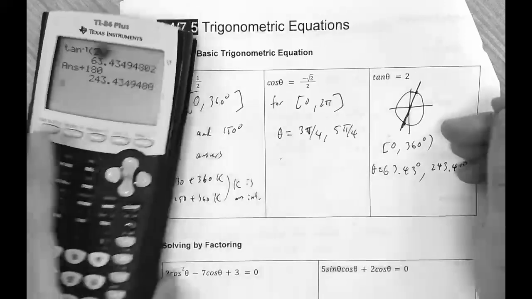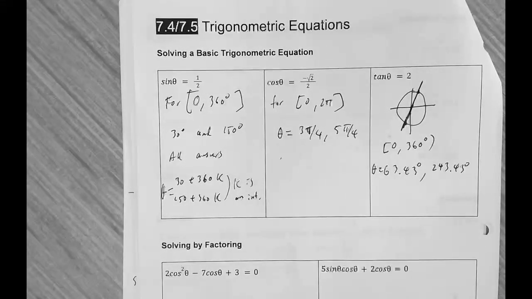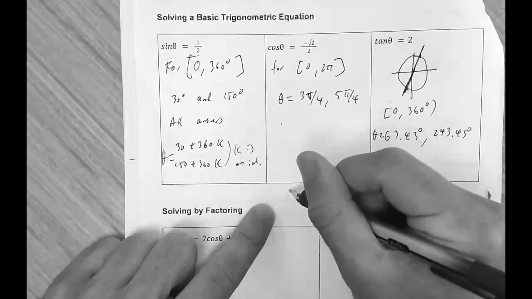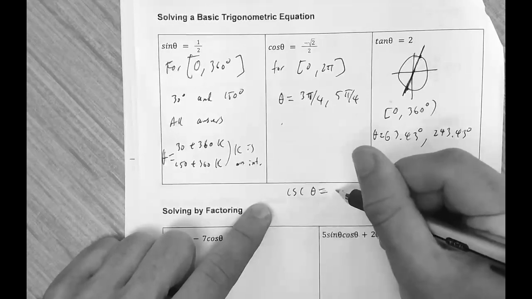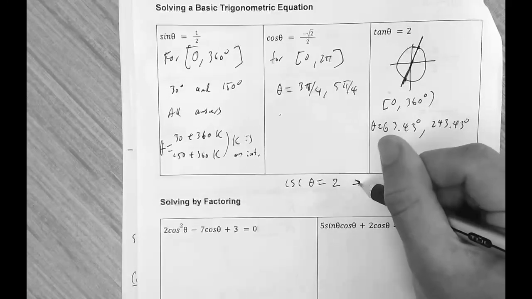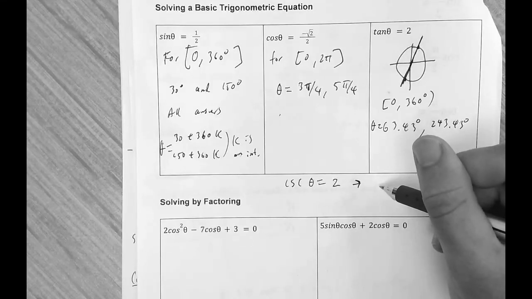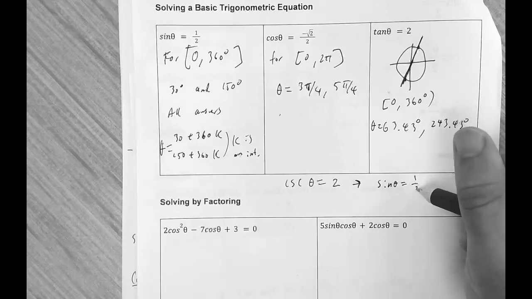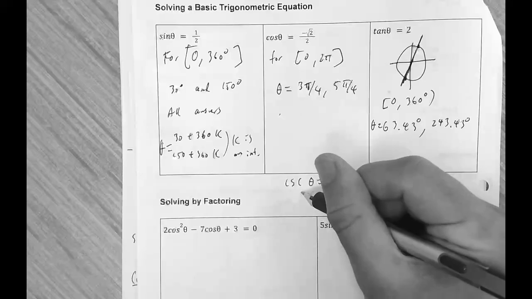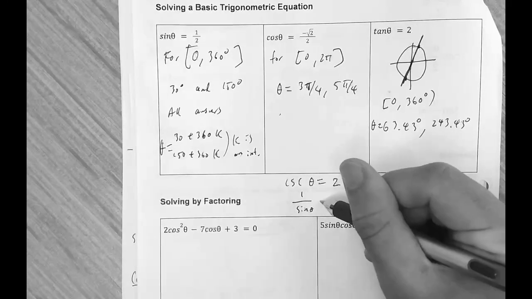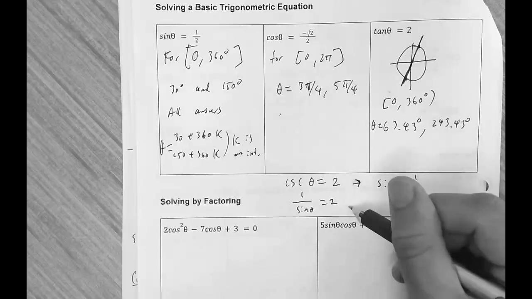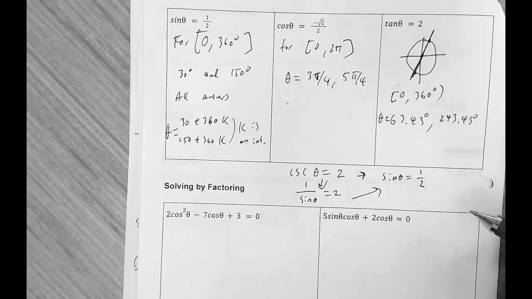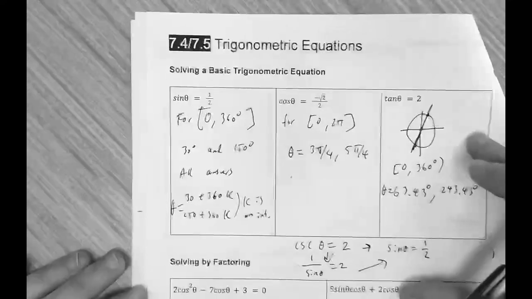Okay, so these are pretty straightforward, right? You've done these before. We talked about this, taking the inverse trig functions. If, let's say, it said cosecant theta equals 2, you would rewrite that as sine theta equals 1/2, right? Because really what this is saying is 1 over sine theta equals 2. So by rearranging it, you will get sine theta equals 1/2, okay? All right, so these are basic trig equations.